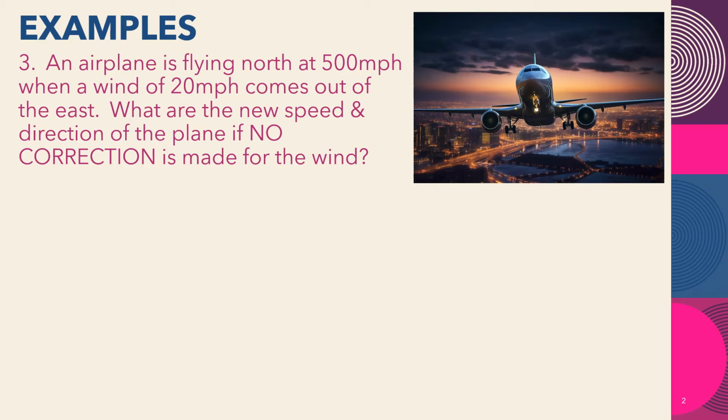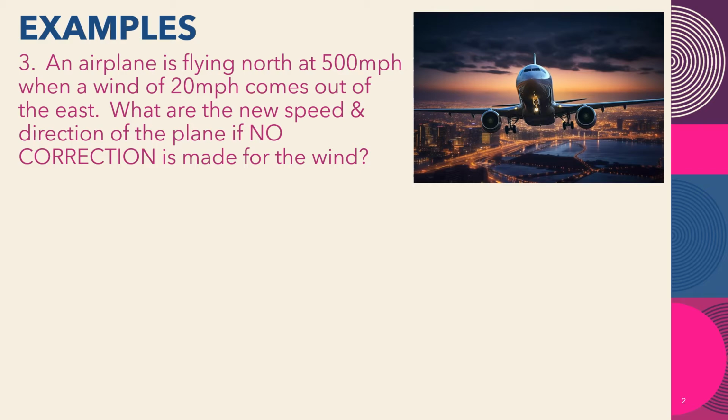Number 3, we have an airplane that's flying north at 500 miles an hour when a wind of 20 miles an hour comes out of the east. What are the new speed and direction of the plane if no correction is made for the wind? So we do not try to stay on our path. We actually just let the wind blow us however we go.